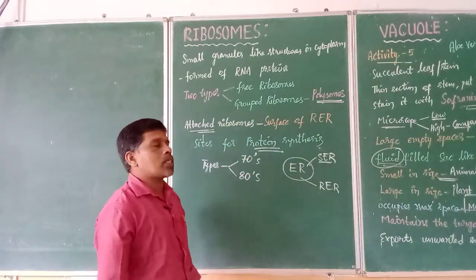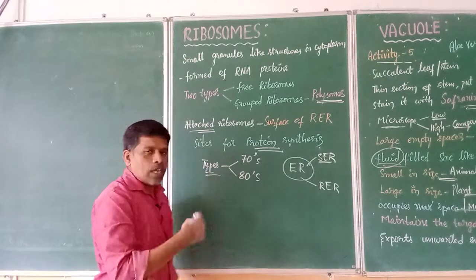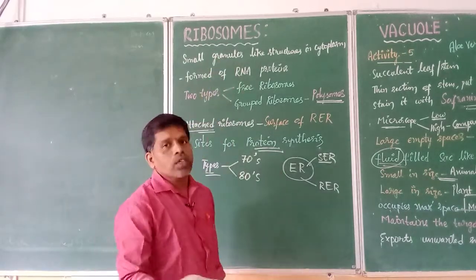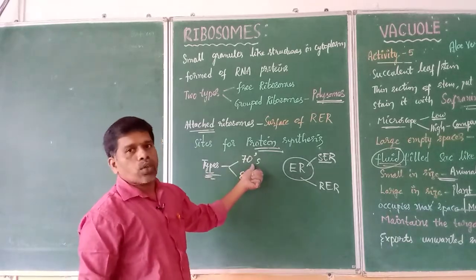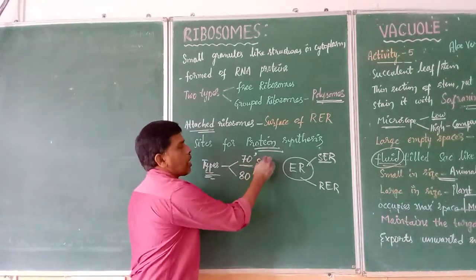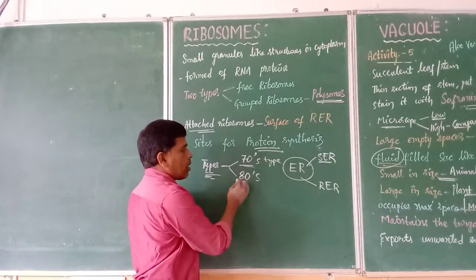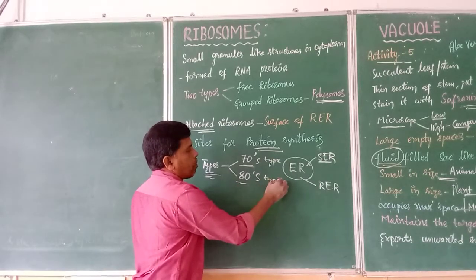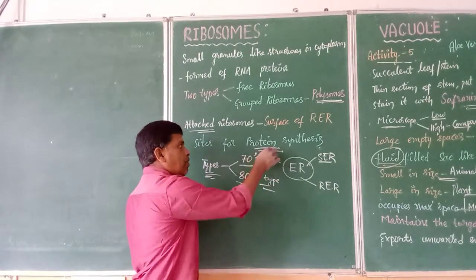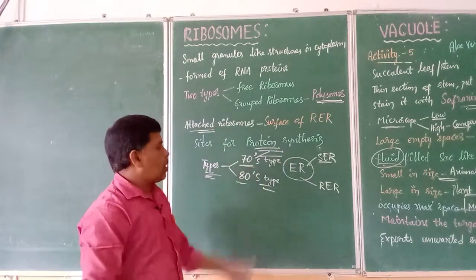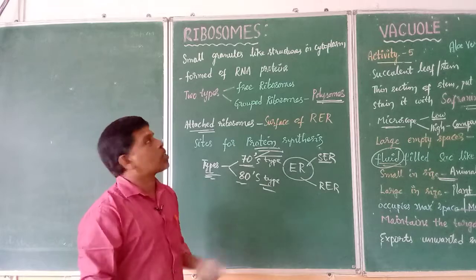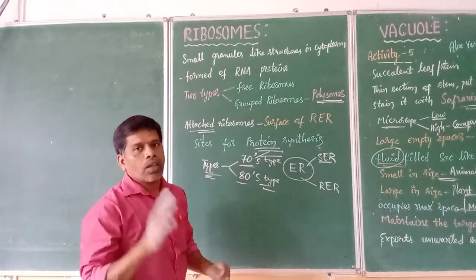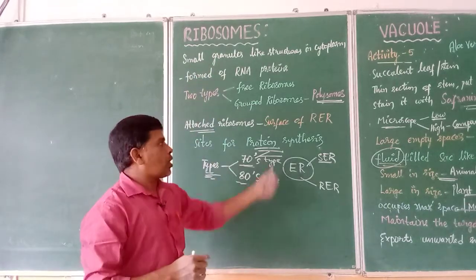Of course, in your higher standards, you will be studying still further differentiation of the ribosomes. Just a little information I am giving here: ribosomes are basically two types. One is called the 70S type of ribosomes, and another is called the 80S type of ribosomes. These are further differentiated, but that is not there now in 9th standard. At intermediate level, you will study more about the ribosomes. On the whole, remember the function: protein synthesis.